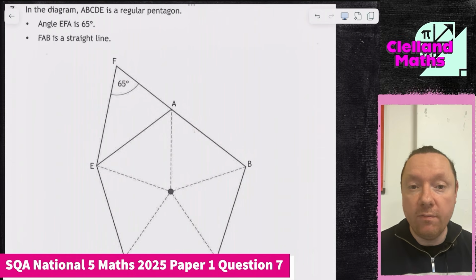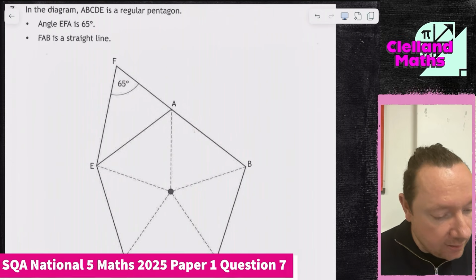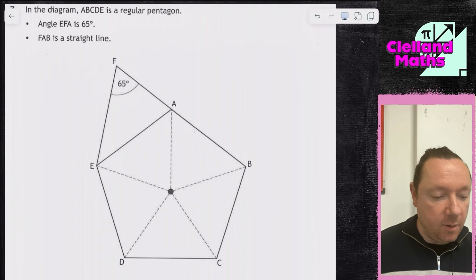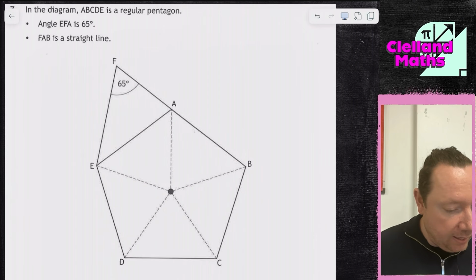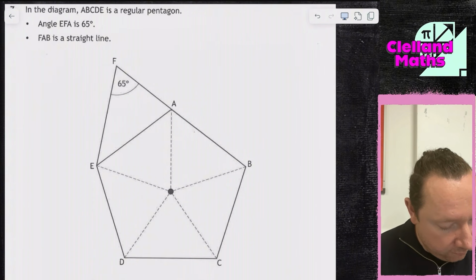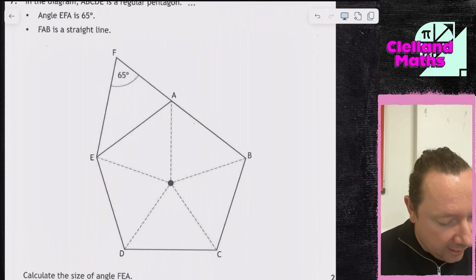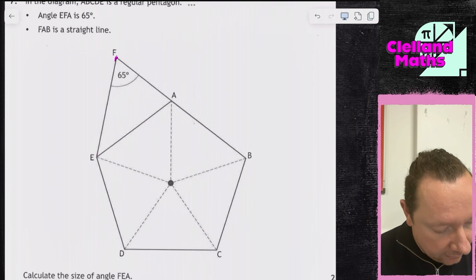National 5 Maths 2025, Paper 2, Question 7. In the diagram, ABCDE is a regular pentagon. EFA is 65, we have to calculate FAB. FAB is a straight line, sorry, calculate FEA. FEA, so we're trying to get to here.